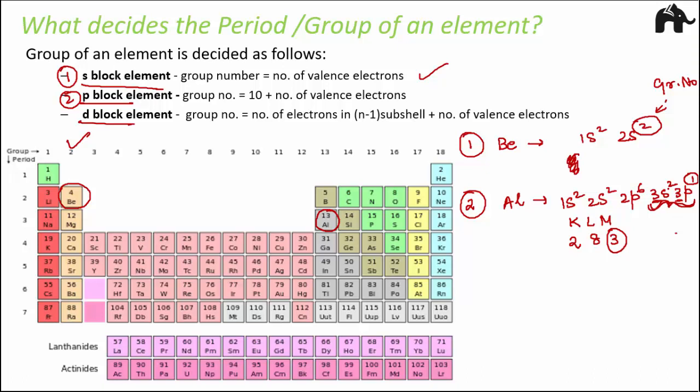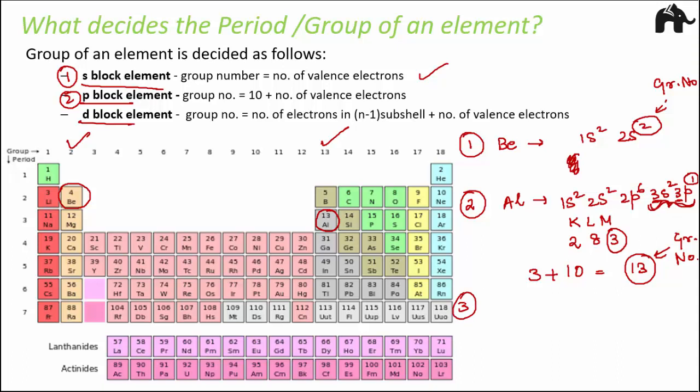Correct? So here the total number of valence electrons is 3, but as per the rule, the group number will be equal to 10 plus the number of valence electrons. So 10 plus 3, that is 13. So 13 will be the group number. So you see aluminium belongs to group 13.